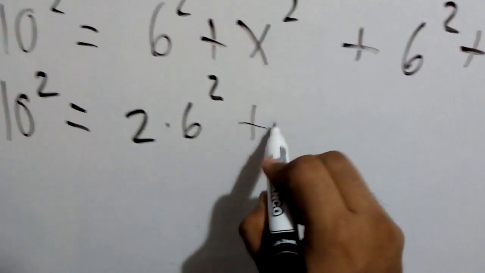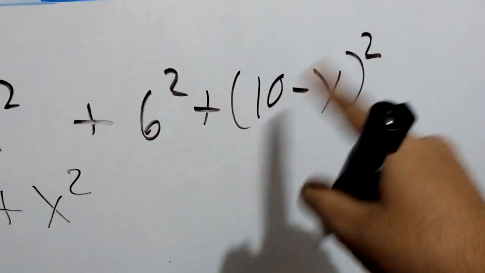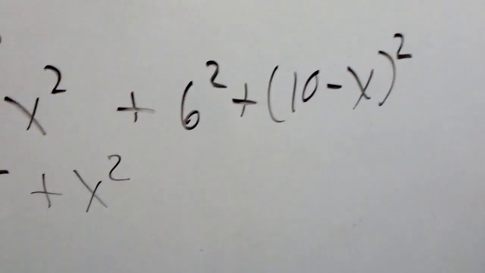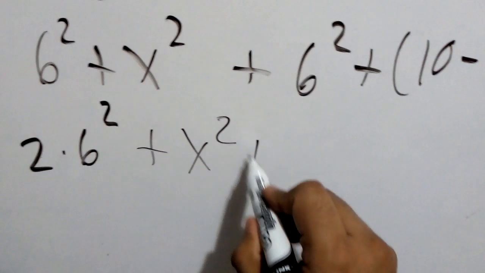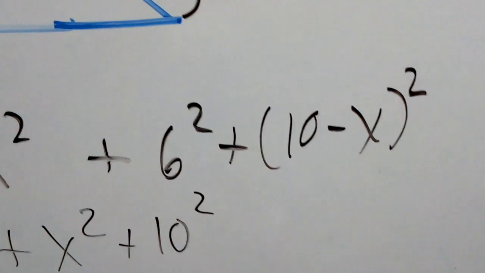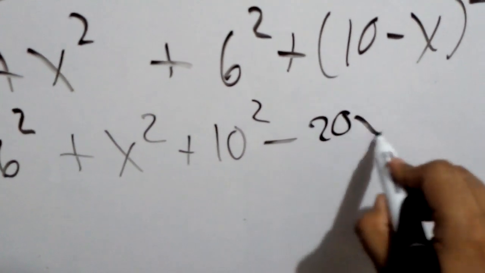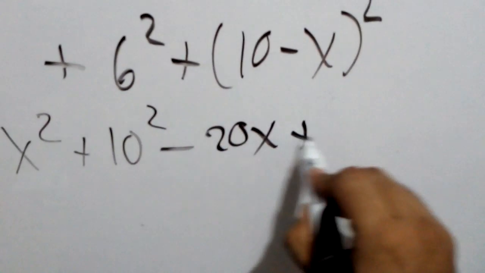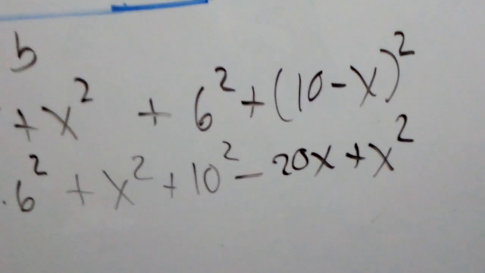Plus the X squared, and I am going to expand this binomial squared. So you know this is the square of the first, double the product, and minus 20X plus X squared. You know how to expand this from algebra.